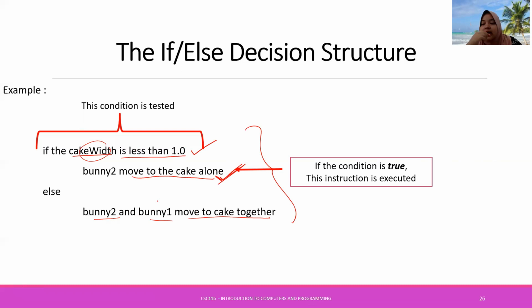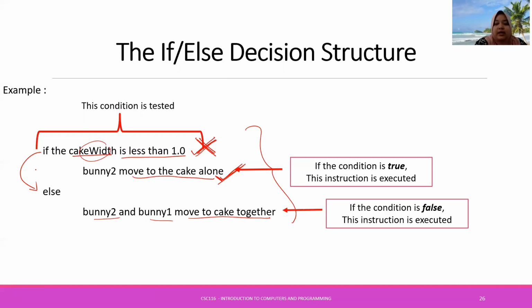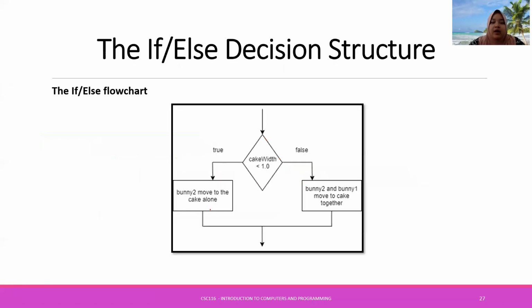Okay, bila masa dia akan tak ignore yang bawah tu? Bila condition ini menjadi salah. Bila condition ini menjadi salah, dia akan jump dekat mana? Else. So bila dia jump dekat else, maksudnya if the condition is false, condition ni false, so this instruction is executed. Itu maksud dia. Okay, you dah belajar 1, 2, 6, confirm you power benda ni.